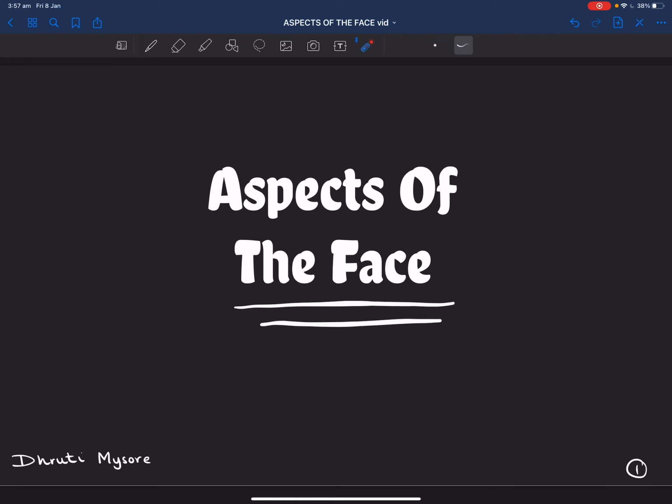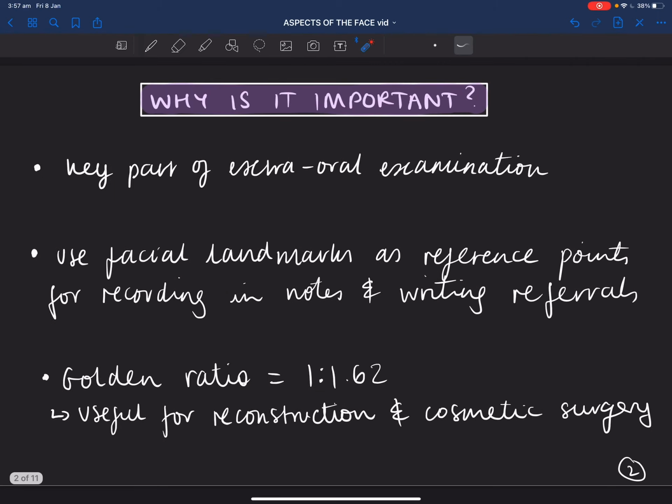So let's start. Why is it even important for us to know about different landmarks or features of the face? Well, as dentists, when a patient walks into our surgery, not only are we going to be doing intraoral examinations where we look into their mouth, but we're also going to have to examine external factors, just the outside of their face. For example, if a person has swelling on their cheek, that could indicate something, so we need to be able to identify these. We can also use facial landmarks as reference points for recording notes.